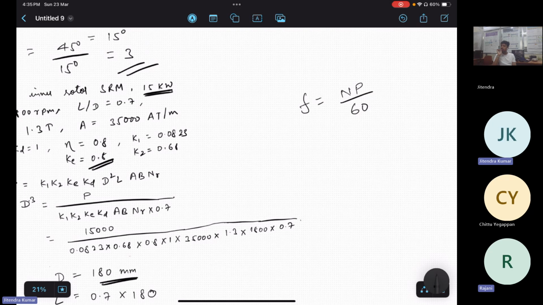In one of the problems I found that they took N P by 60, and I have a question why they took N P by 60. Universally we use N equal to 120 F by P every time; it's a fixed form. Let me see the problem. Does it have options? No, sir, just they explore how to do the problem. The values are different, but the formula they used is F equal to N P by 60, and they took the number of poles. It is in the lecture problem.